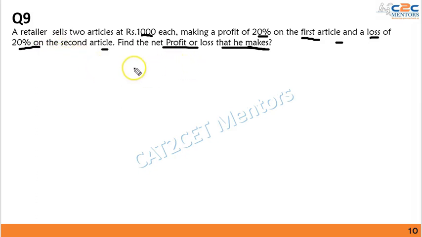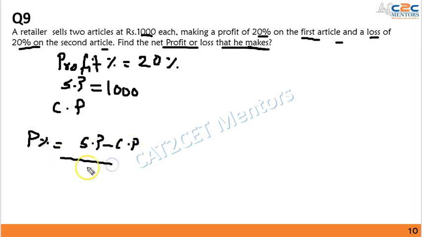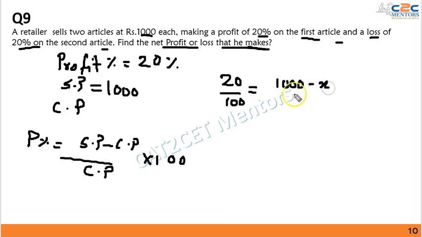Now let me divide this question into 2 parts. Initially I am going to calculate for the profit scenario. We are given that the profit percentage while selling the first article is equal to 20%. I know that at that point my selling price was 1000. So let me calculate the cost price over here. Now as we know, profit percentage is equal to the selling price minus the cost price upon the cost price, multiplied by 100. Now I can substitute the values which we have over here. 20 by 100 is equal to my SP, that is 1000, minus, let's suppose the cost price be X, upon X. So this is nothing but 1 by 5.